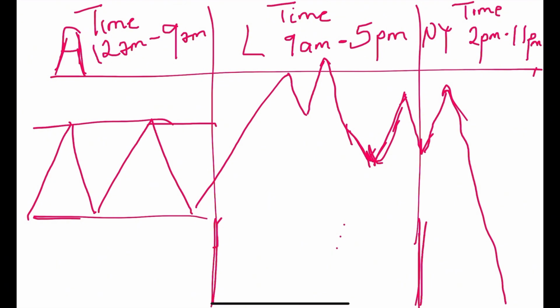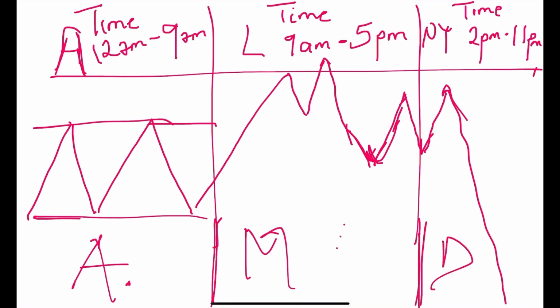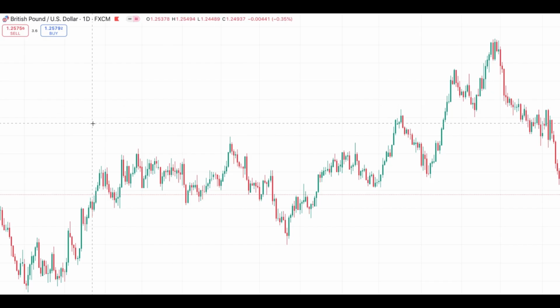So this pattern or structure is called the AMD, which is the accumulation, the manipulation, and the distribution. You need to understand the AMD with the Asian time, the London time, and the New York time. It always happens during the trading session.